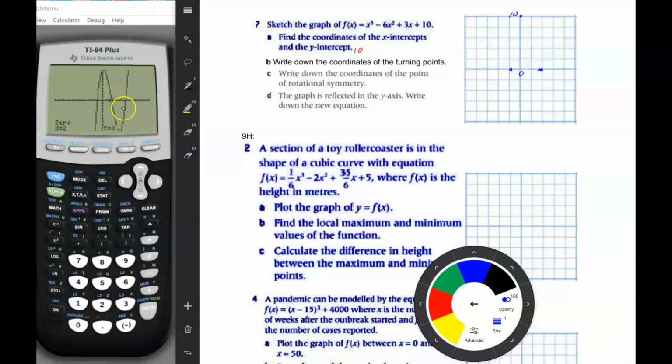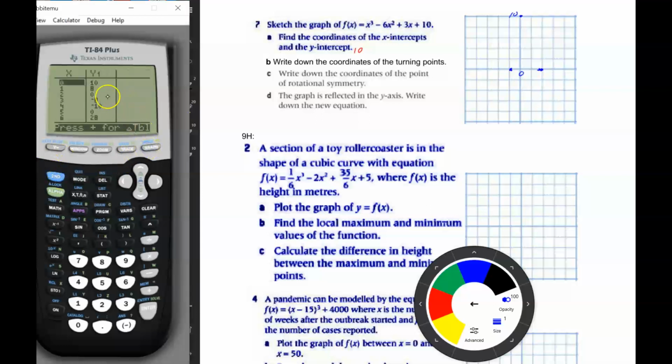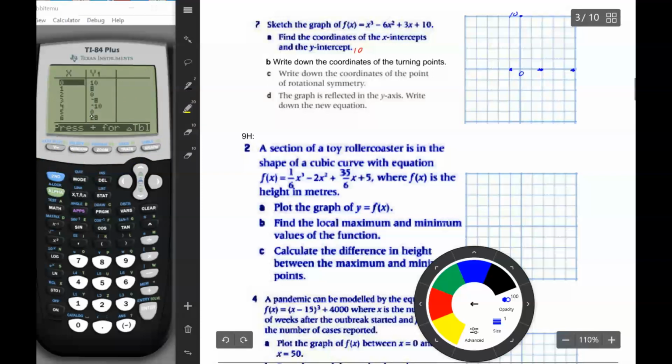And finally there's this x-intercept here. From the looks of it, they always cross on integers. So let's look at the table and see if maybe the table can tell us the third one. Yeah, it's 5 comma 0. Okay, this is 5.